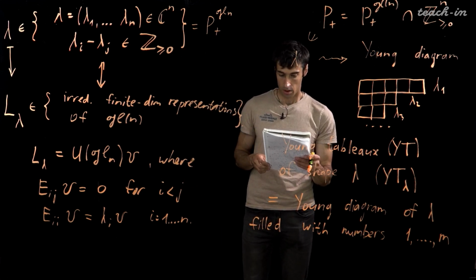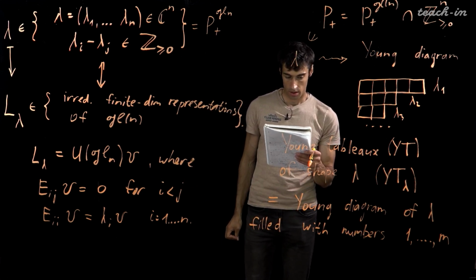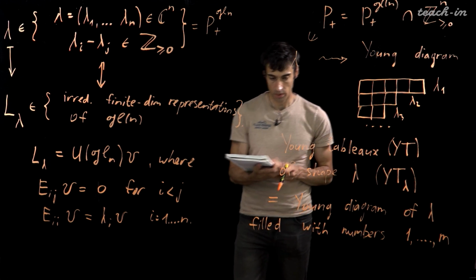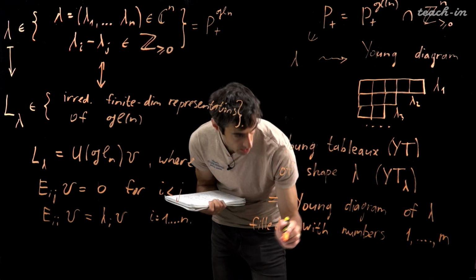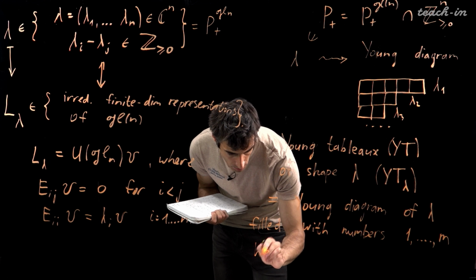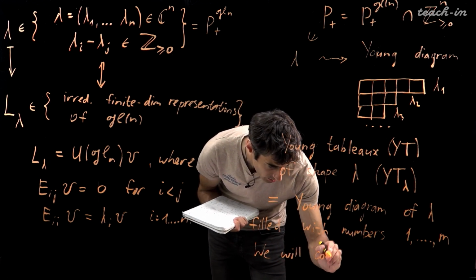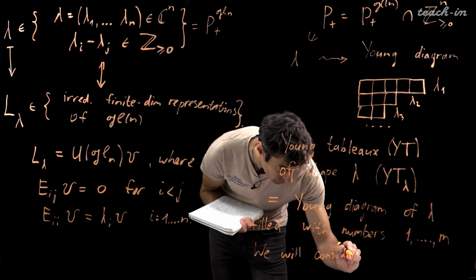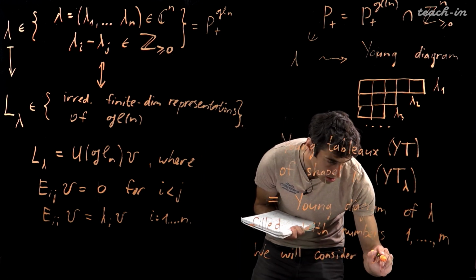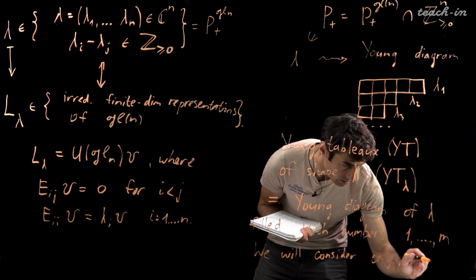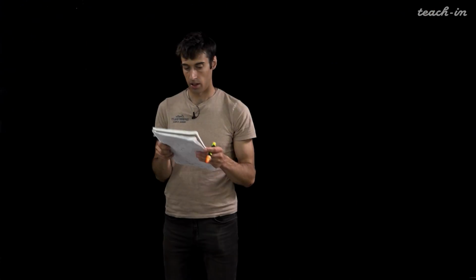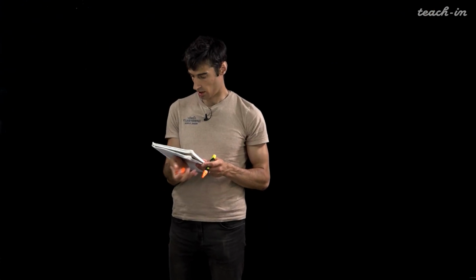Okay, so for our needs, we will only consider m equals n. So why do we need all this?